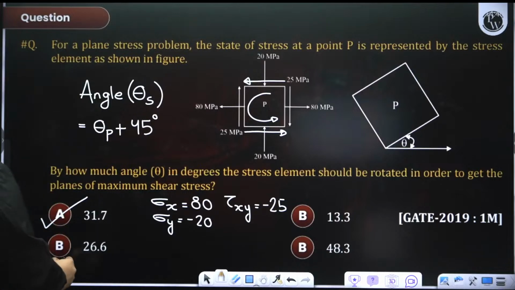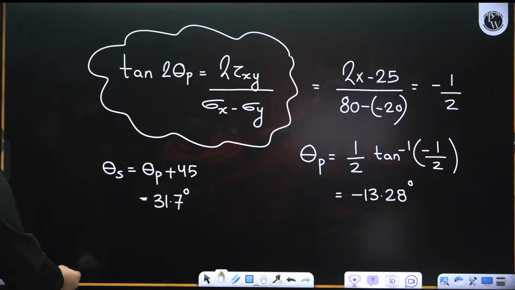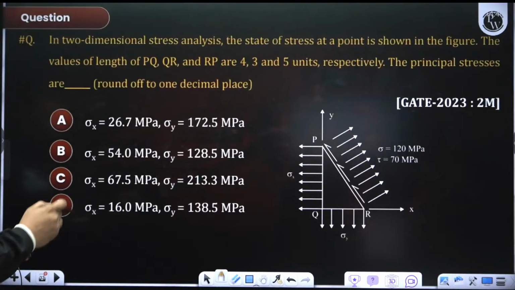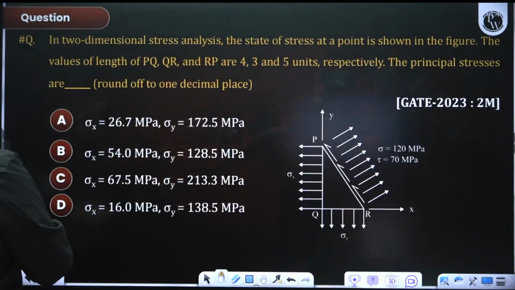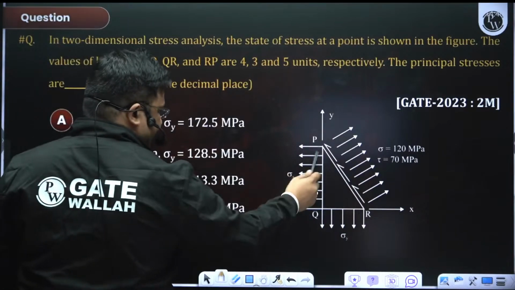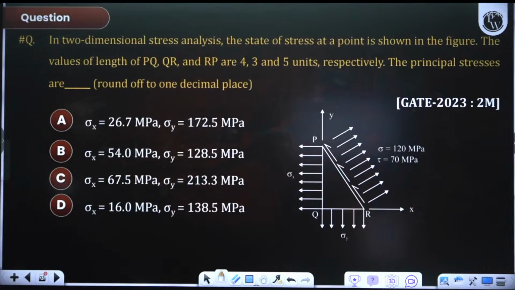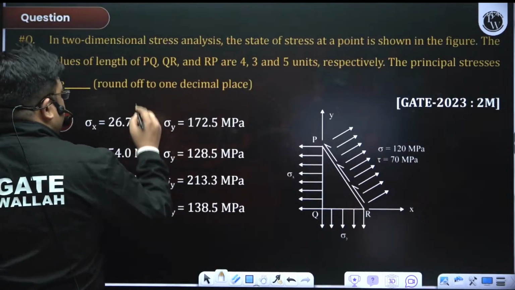Let us solve another question on this Mohr circle and transformation of stress. Now this is a very interesting question which was asked 2 years before. Okay, I'll explain this question to you and how to solve this kind of questions. So if they give something like this, what is the meaning of this? I'll explain to you, don't worry. Suppose they are giving a question like this.